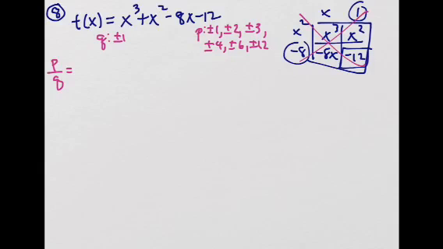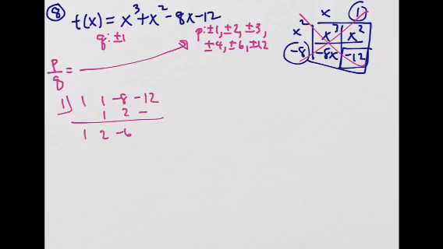Alright, so factors of 12 are 1, 2, 3, 4, 6, and 12. Q's are just plus minus 1. So because Q is plus minus 1, then P over Q is just the list in P right there. So I'm going to start with 1. 1, 1, -8, -12. Bring down the 1. 1, this gives me 2. 2, this is -6. So this isn't going to work, right?